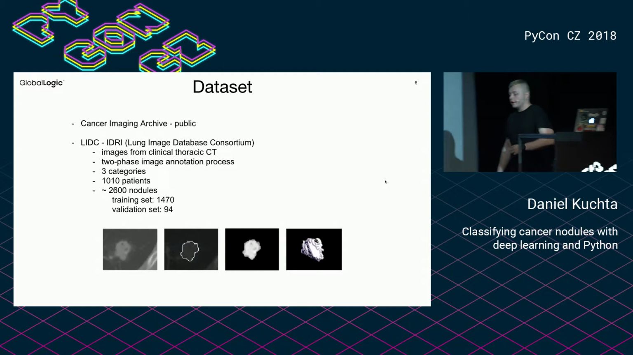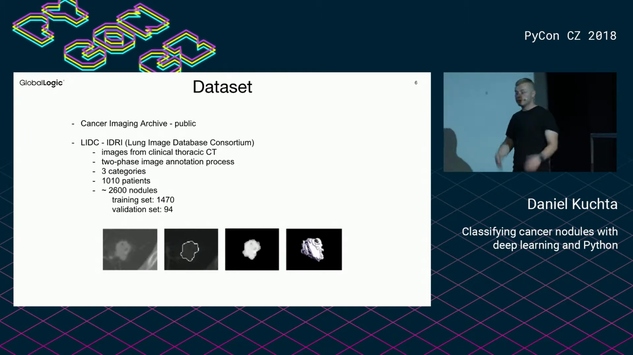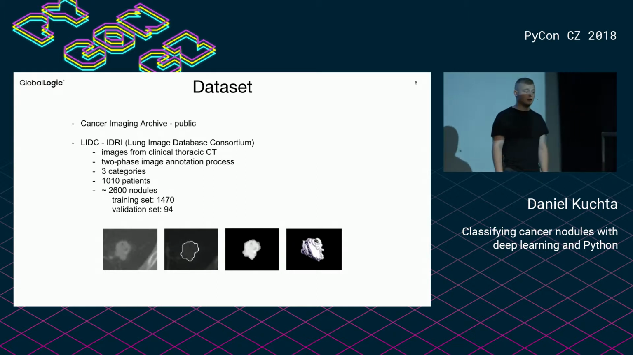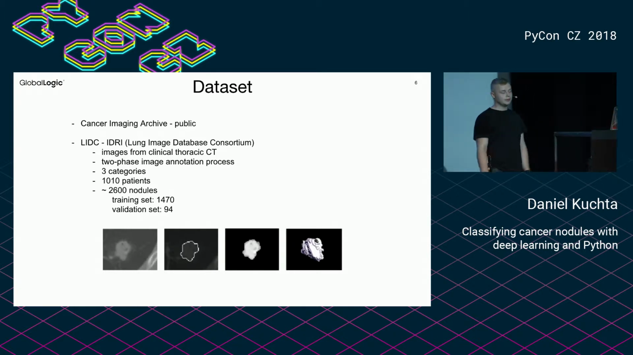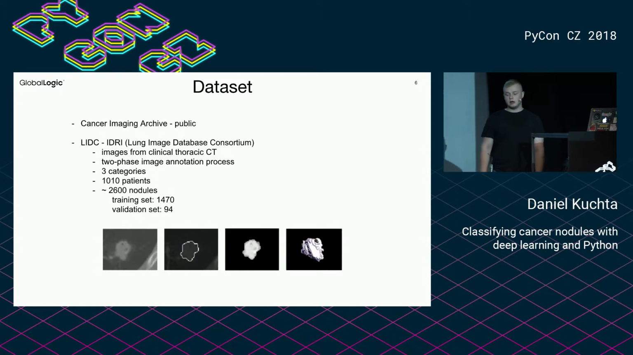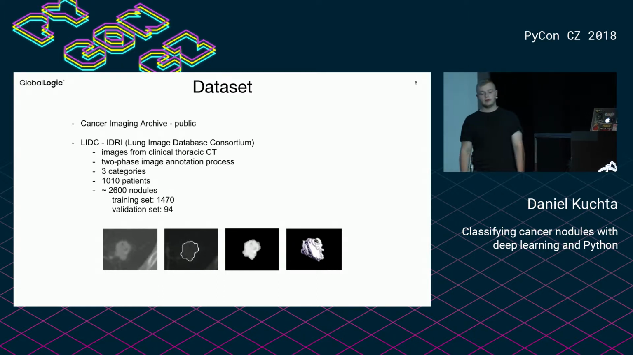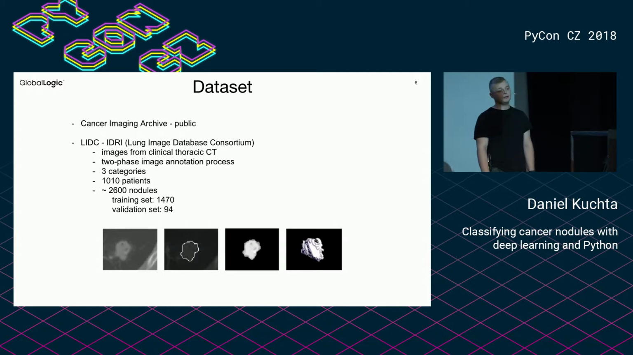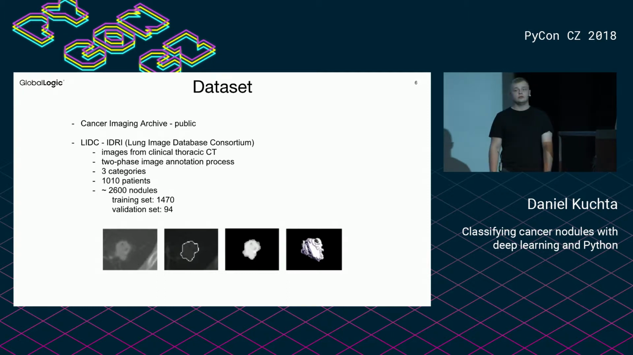So then we acquired our primary data set, which we worked with. It contained data from around 1,000 patients. These patients had around 2,500 nodules. These nodules were classified by at least 4 radiologists into 5 different classes.